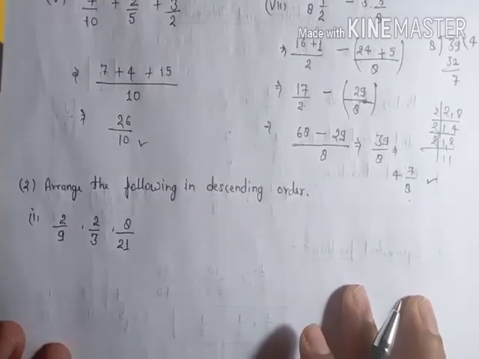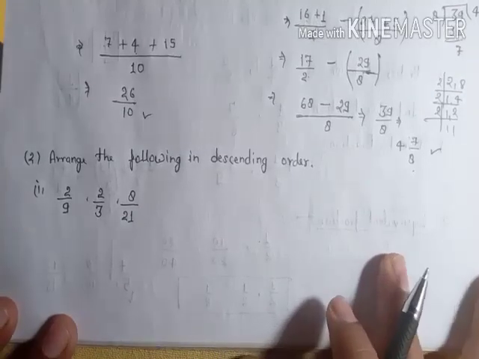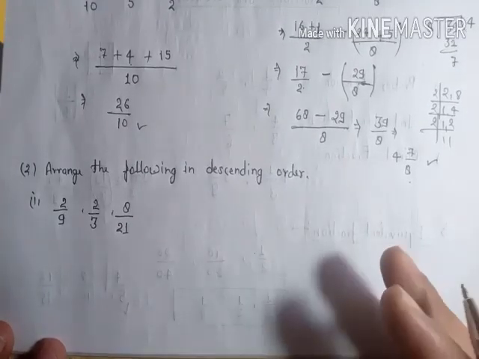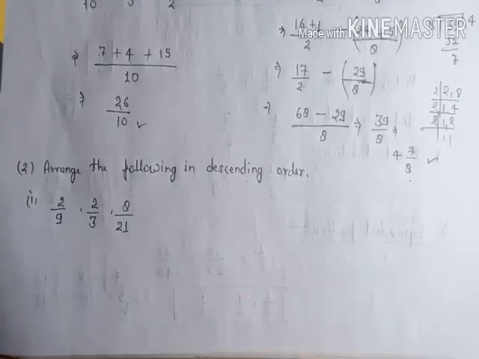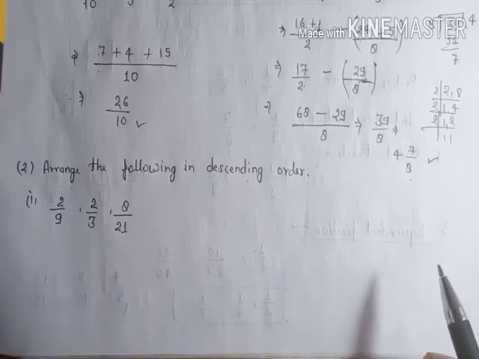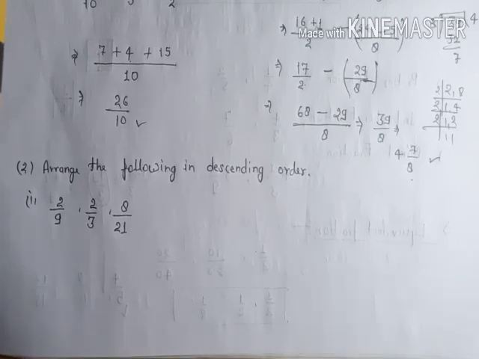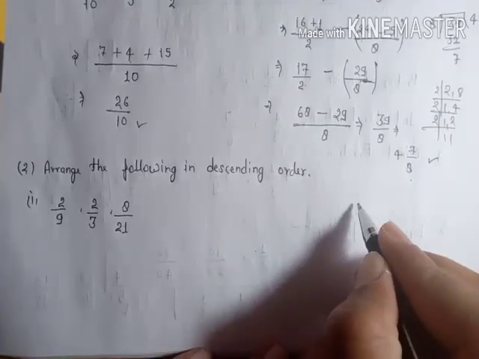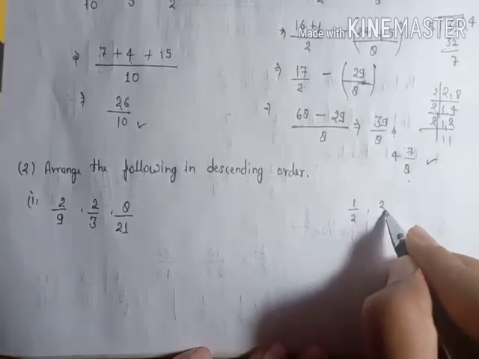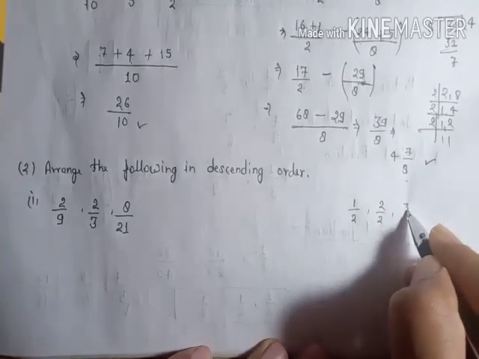Arrange the following in descending order. Do you know what descending order is? Descending means in order of decreasing. If numbers are arranged in decreasing order, then the numbers are called to be in descending order. And we have 3 fractions. So you should know one thing first. If you have 2 fractions, 1 upon 2, 2 upon 2, and one more, 3 upon 2.